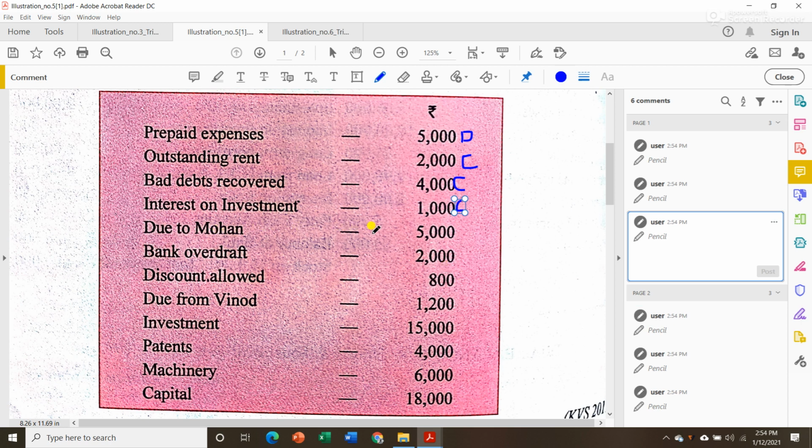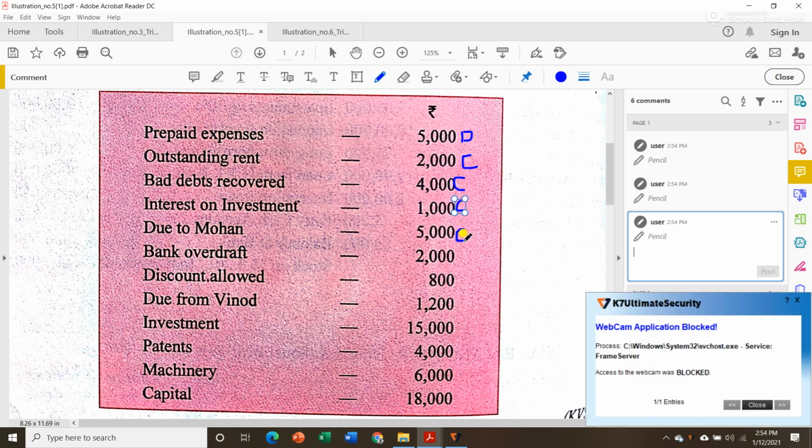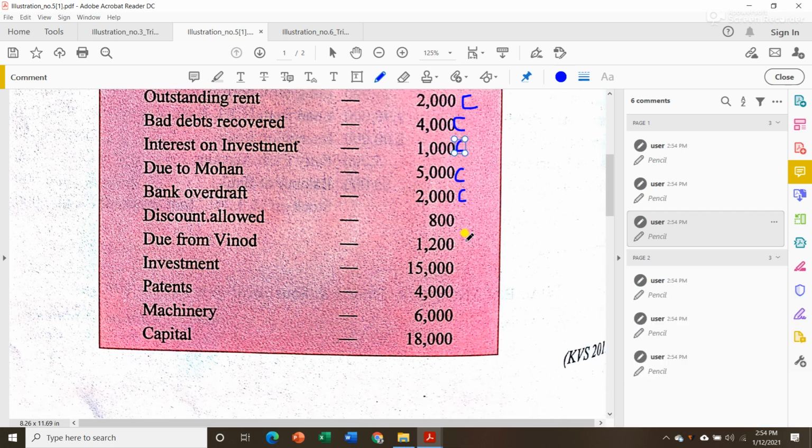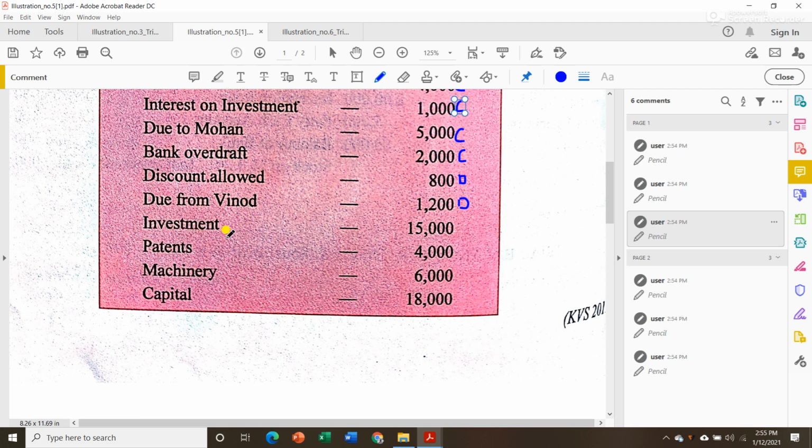Then next we have due to Mohan. We owed Mohan some amount of money, that is 5,000, so that means it is our liability, so it will be credit side. Then next we have bank overdraft, surely it is liability, so credit side. Then we have discount allowed. Now discount allowed is nothing but our expense, so it will come in the debit side. Then we have due from Vinod. Due from Vinod means Vinod is supposed to pay us 1,200, that means it will come to the debit side, it is an asset. Okay, then next we have investment. We have invested somewhere, so it will come in the credit side.